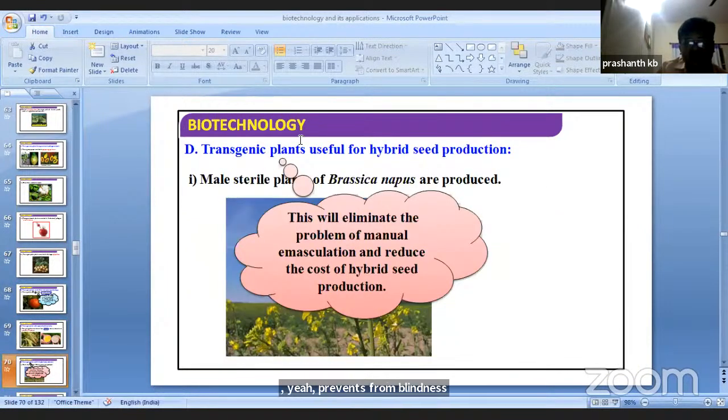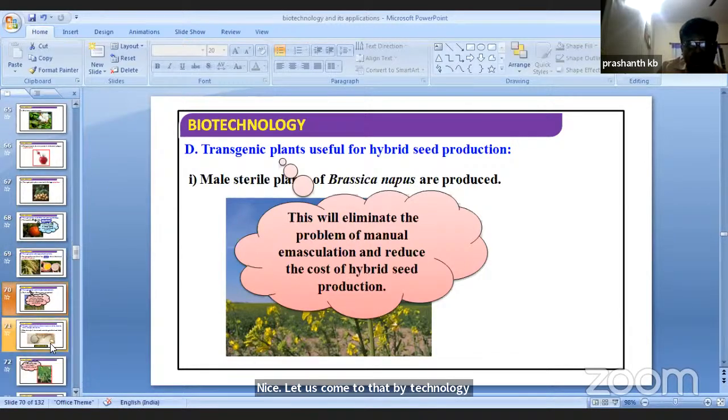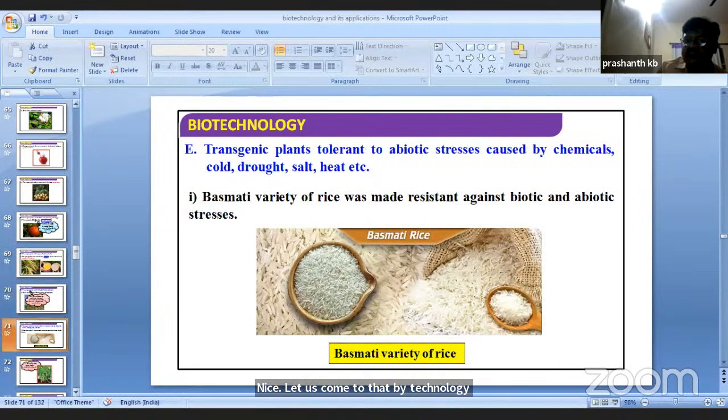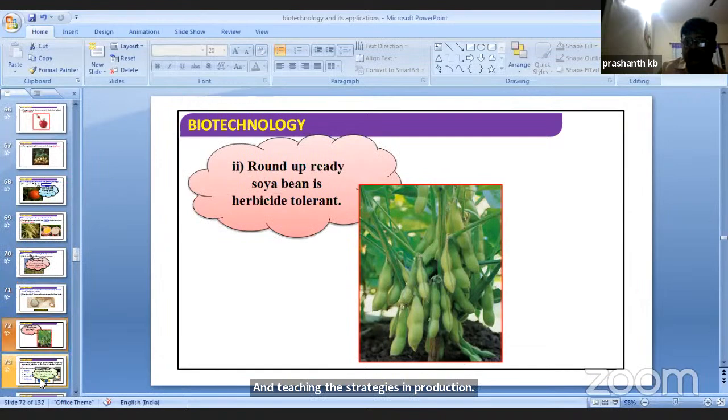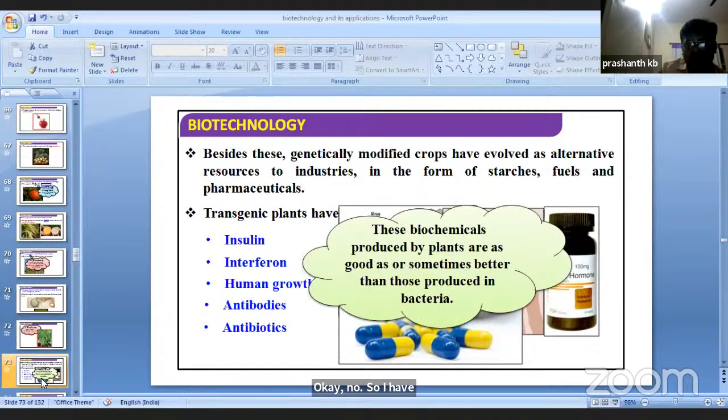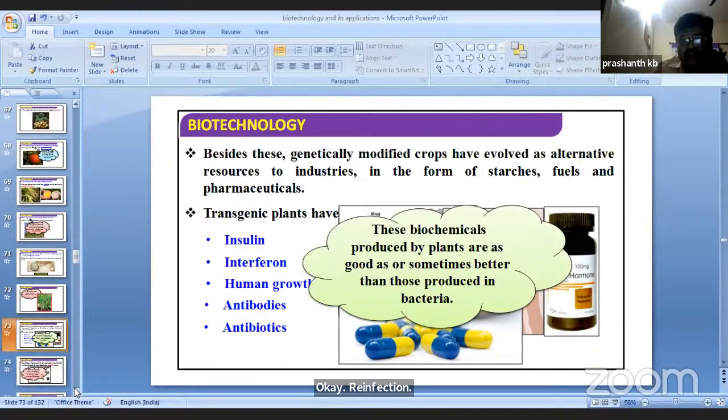Next, let us come to biotechnology useful in breeding. So this is how we get basmati rice. I am teaching the strategies in enhancement of food production. Now, soybean tolerance. Okay, like this. Now let us come back to this. So we have studied about insulin. Interferons also they have successfully made in biotechnology. Reinfection they are to avoid. Human growth hormone also they have improved. Antibiotics and antibody production also is possible in biotechnology.